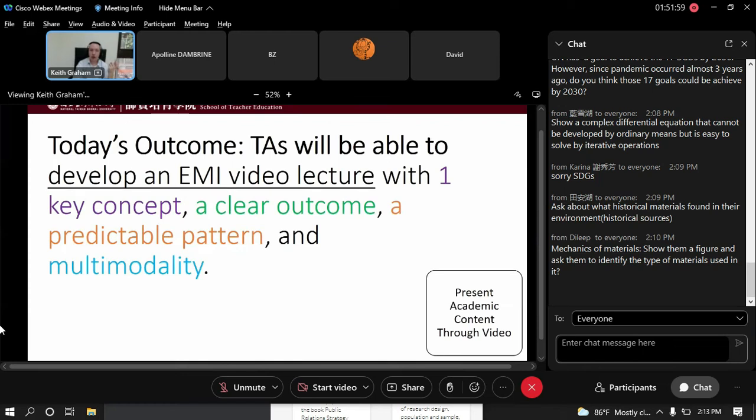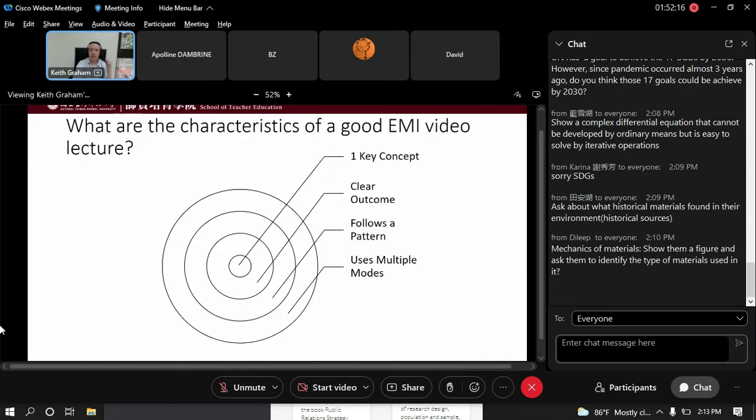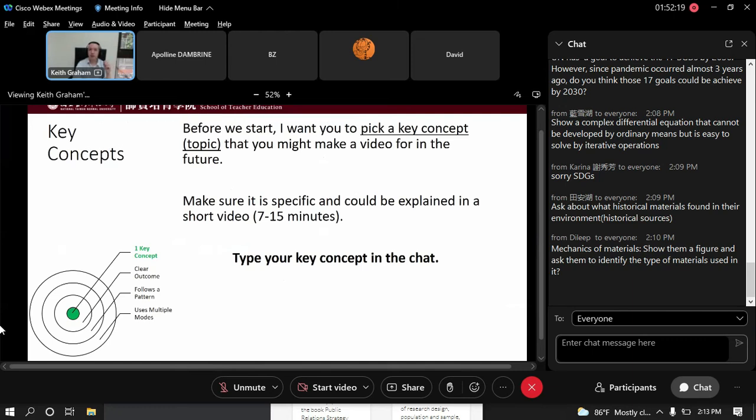So if you recall, our outcome has 4 parts: one key concept, a clear outcome, a predictable pattern, and a multi-modality. And you'll probably identify now we're in the predictable pattern part. But at each part, the key concept, I had you type your key concept in the chat. I gave you some feedback on it, and knowing that we were going to revisit this again, we left it there.